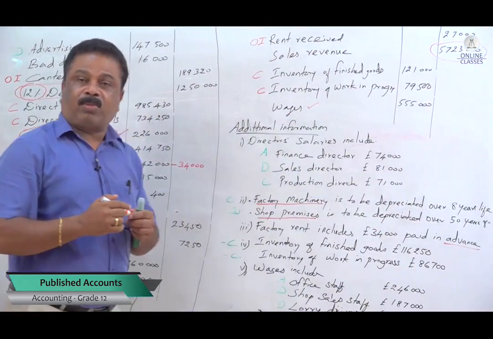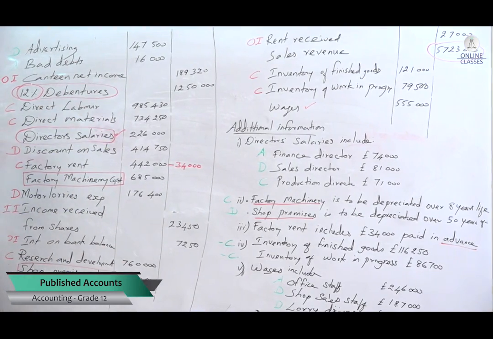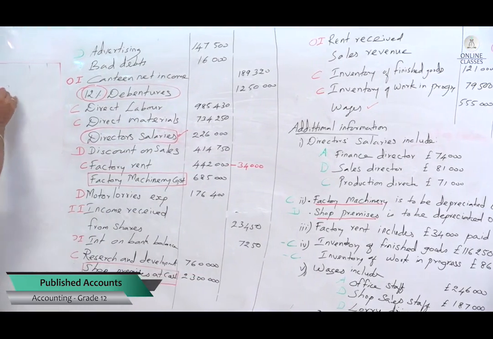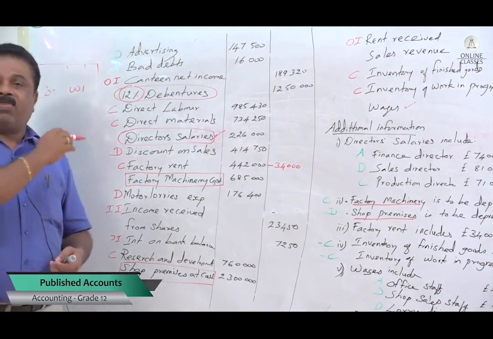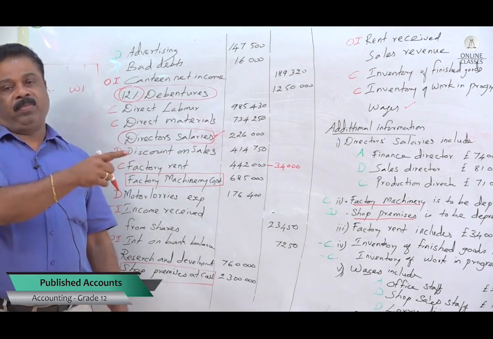Then less cost of sales. Less cost of sales. You see, we have done the working note number 1. So in the less cost of sales, when you write cost of sales, here just write W1, which shows that we are asking to refer the working note number 1.